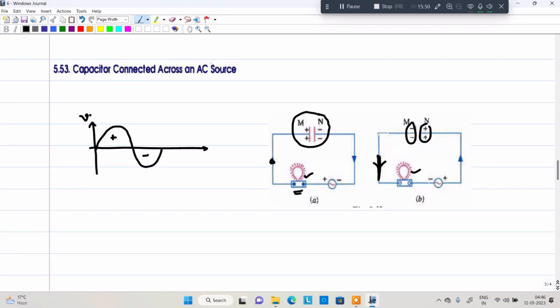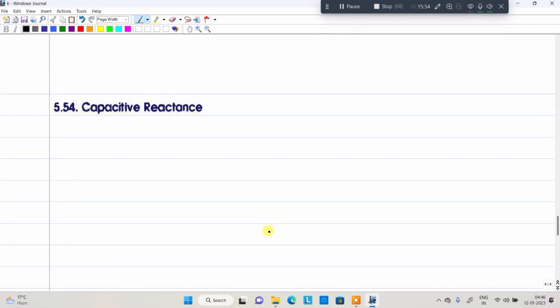That's what we are discussing in the next topic: capacitor reactance. Capacitor reactance means a good capacitor commonly blocks the DC. Okay, how can you say whether it blocks the DC or not?